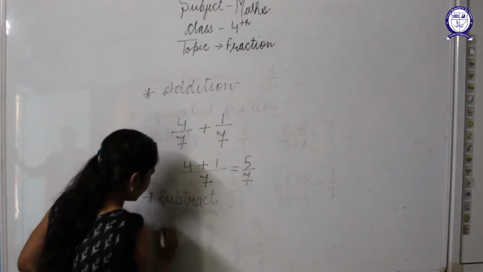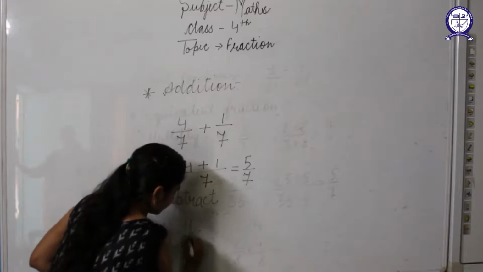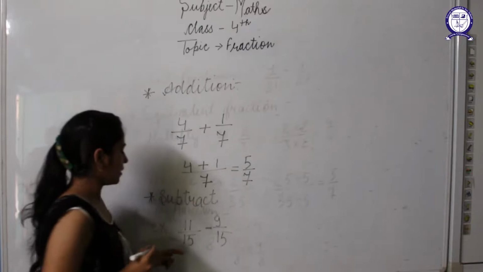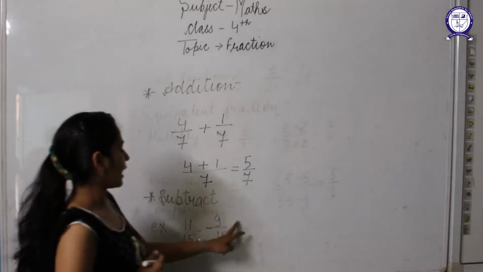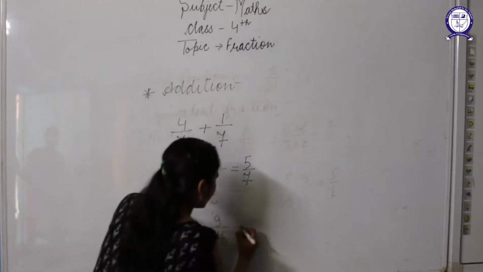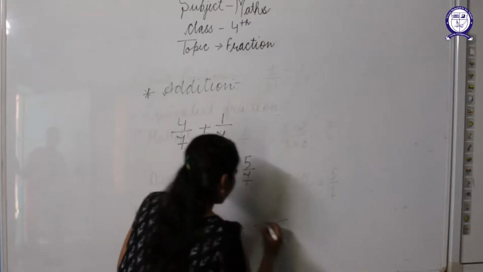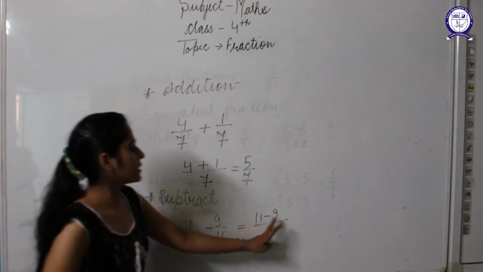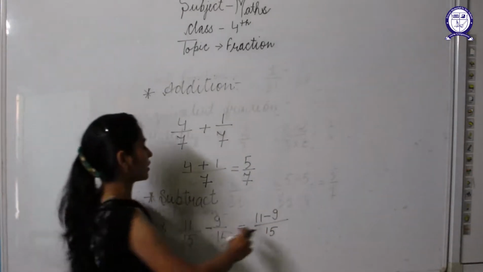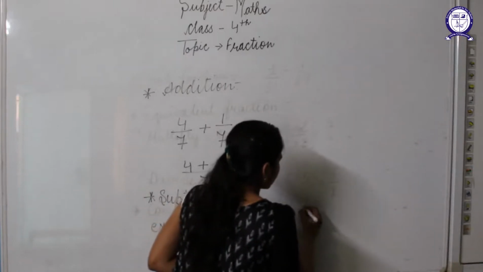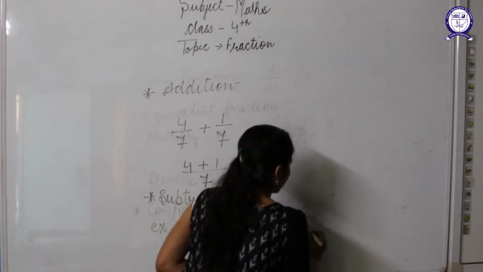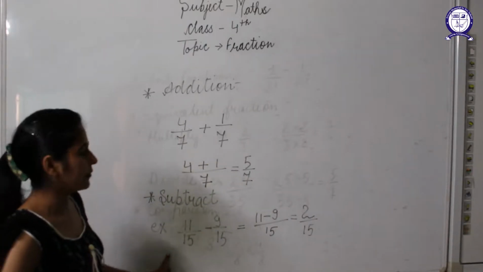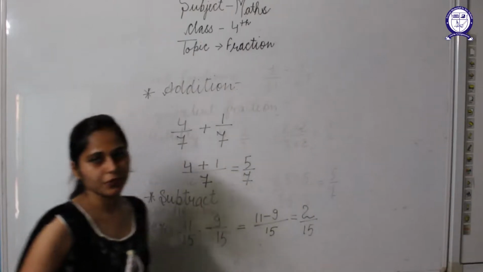Now in subtraction, here we have 11 by 15 and 9 by 15. So we will write 15 as the denominator and we will subtract 9 from 11. So after subtraction of 9 from 11 we get 2, and the denominator is 15. So after subtracting 9 by 15 from 11 by 15, our answer will be 2 by 15, students.